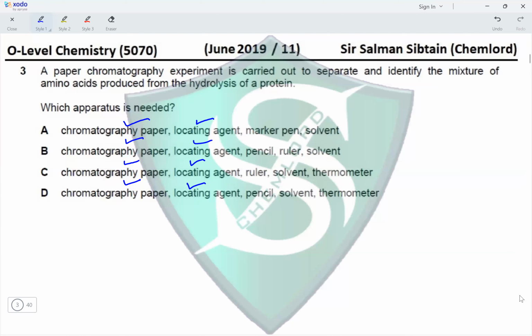Marker pen and solvent. Marker pen has no use in chromatography because we use a pencil. Marker pen has its own ink which would be split into its own components. Solvent would be required, yes, to perform chromatography. Pencil is required. Ruler is required to measure the distance traveled, and solvent. Ruler, solvent, thermometer: a thermometer is not required in chromatography. Pencil is required, solvent is required, and again thermometer is not required. So the option with all correct requirements is option B.